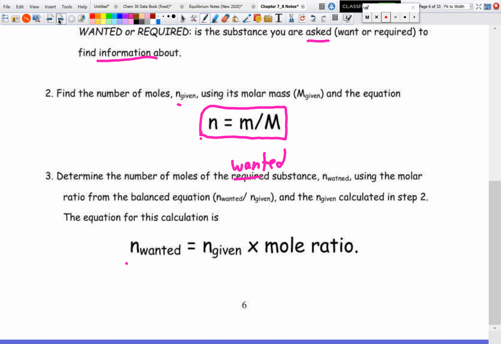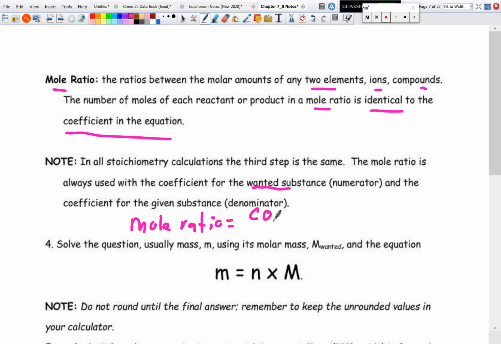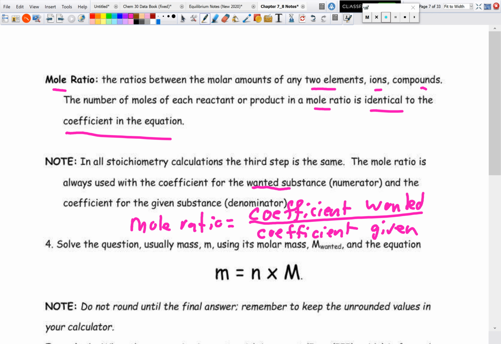So our mole ratio is basically a conversion factor that we've used before, but now we're just going to simplify it a little bit. The mole ratio is the ratio between the molar amounts of any two elements, ions, compounds, or whatever. And the mole ratio is identical to the coefficients in the equation, which we have used before. So in all stoichiometry calculations, the third step is going to be the same, and the mole ratio is used with the coefficient of our wanted substance in the numerator and the coefficient of our given substance in the denominator. So mole ratio is equal to the coefficient of our wanted over the coefficient of our given substance. And these are the molar coefficients from our balanced chemical equation.